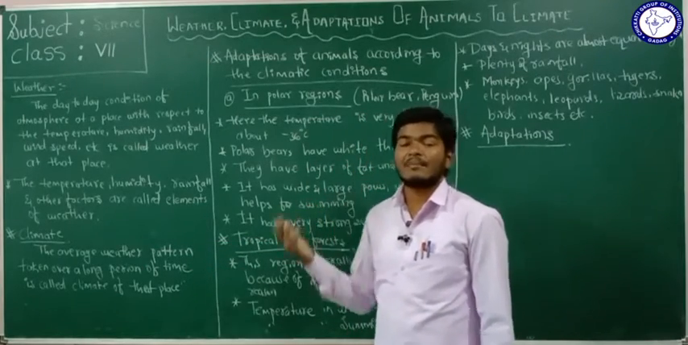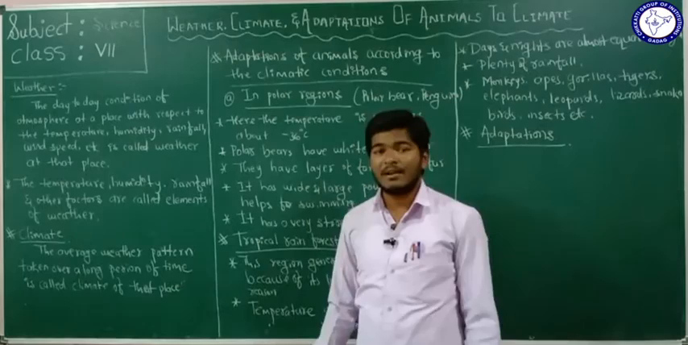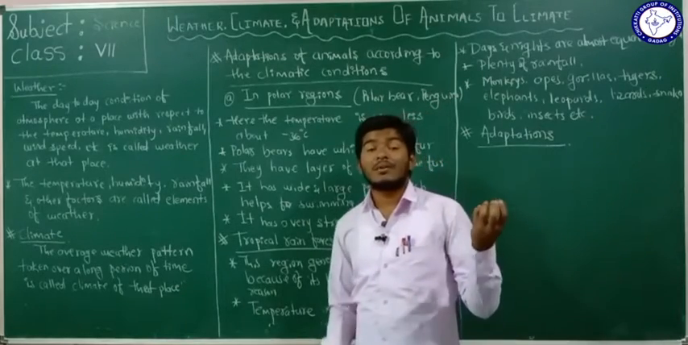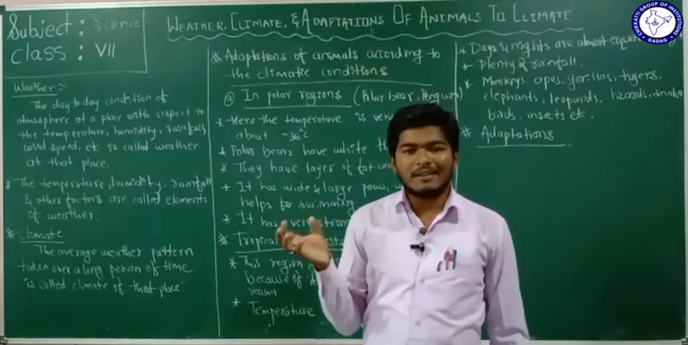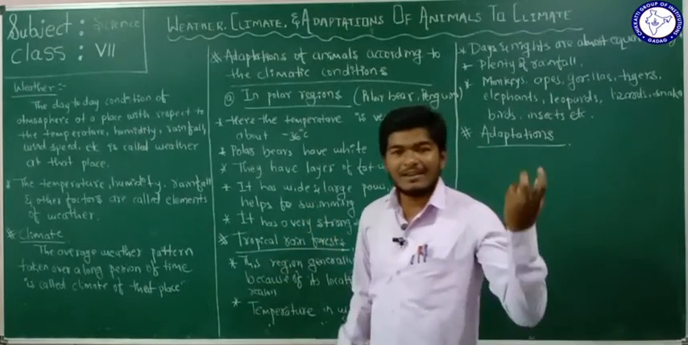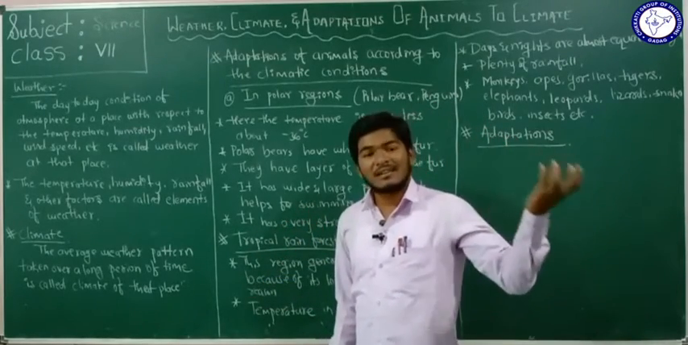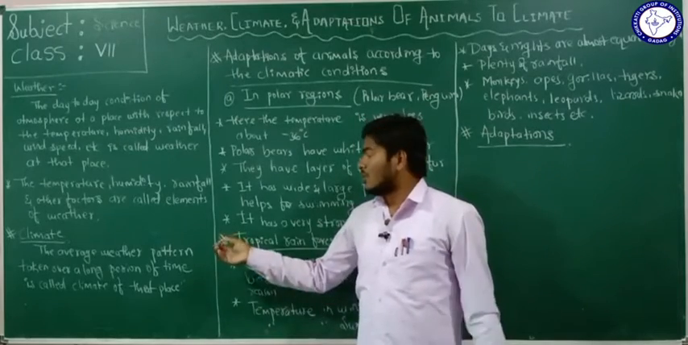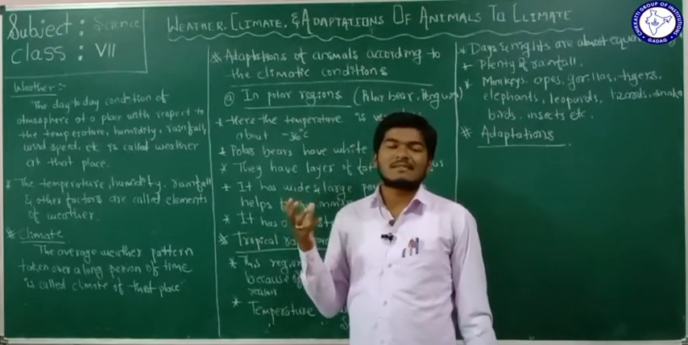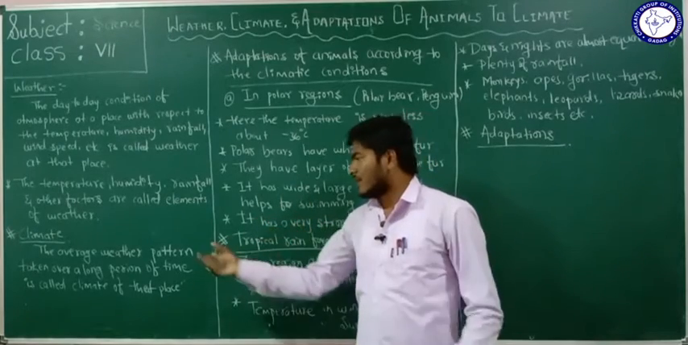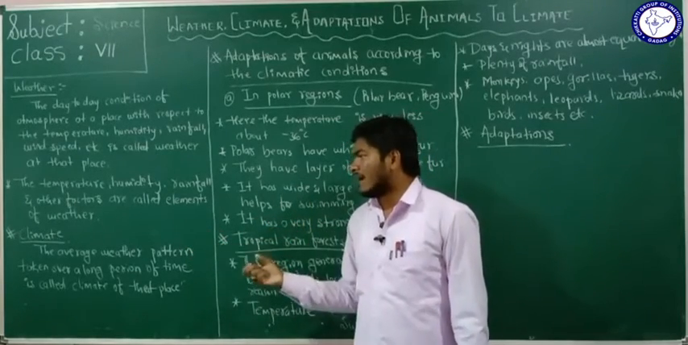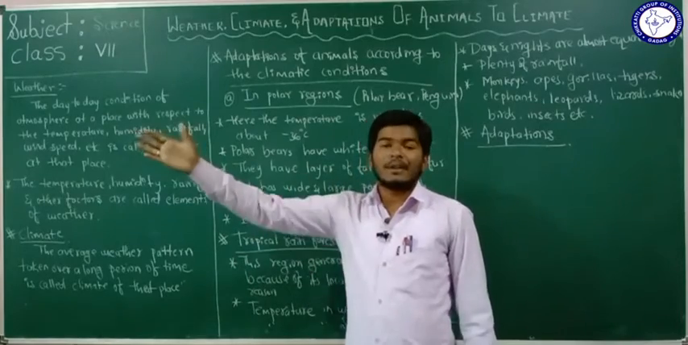I am considering another example for the climate condition, which we see in the deserts. It is somewhat hot, isn't it? It is somewhat hot during the sunny season, and during the winter season it also gets somewhat cold here. So the climate is nothing but the average weather pattern taken over a long period of time.